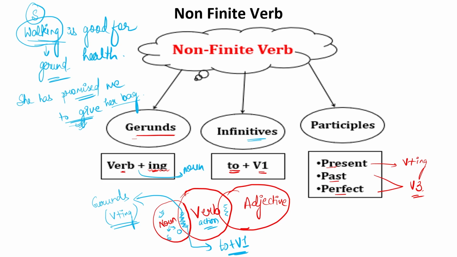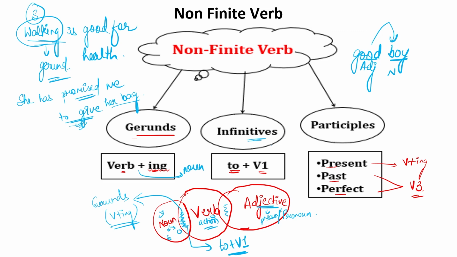Now what are participles? Whenever we have a word that looks like a verb, but it performs like an adjective. Now what is the role of an adjective? An adjective qualifies a noun or pronoun, or it describes the quality of a noun or pronoun. For example, if I say good boy, this good is used for this boy. Boy is a noun, whereas good is an adjective. So this good is qualifying the word boy.